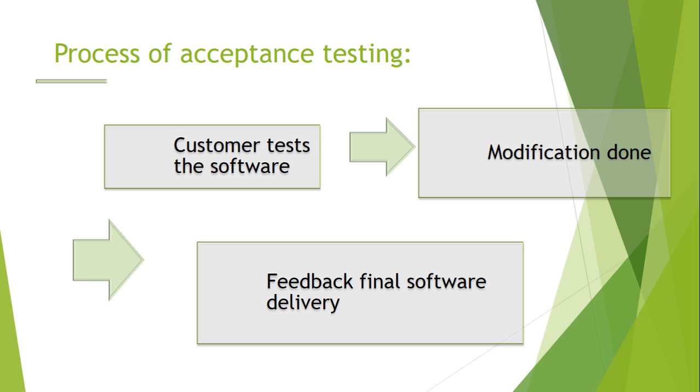Then we go to the third step, which is feedback and final software delivery. That means after delivering the software, what kind of feedback the software company receives. This is an important thing, the feedback and final software delivery, which is the last and final process of acceptance testing.